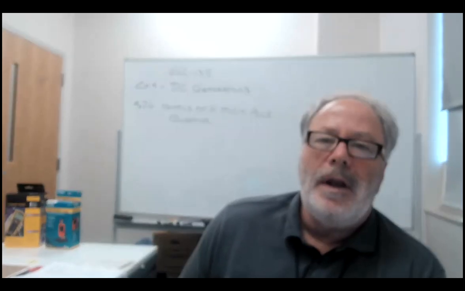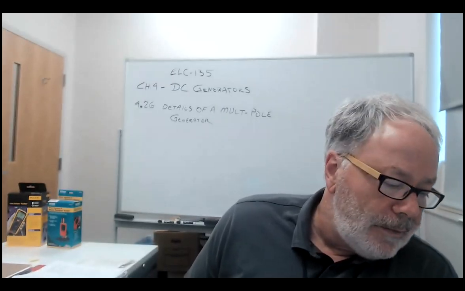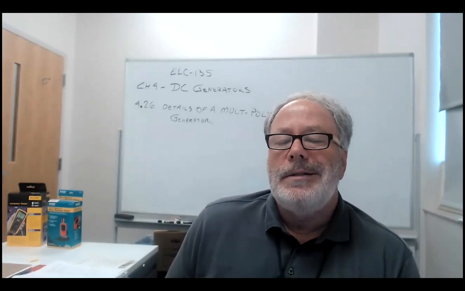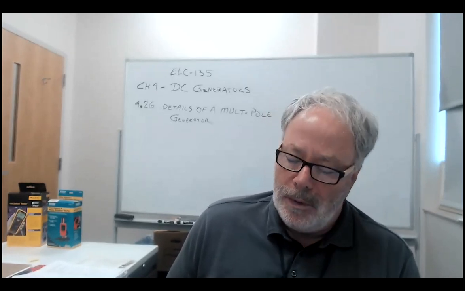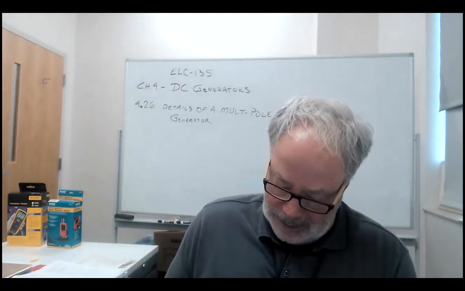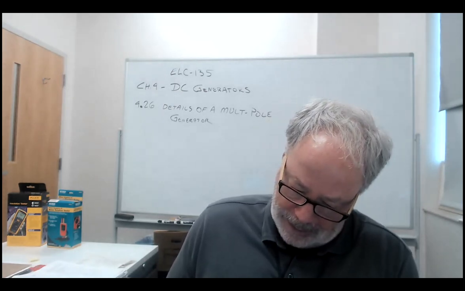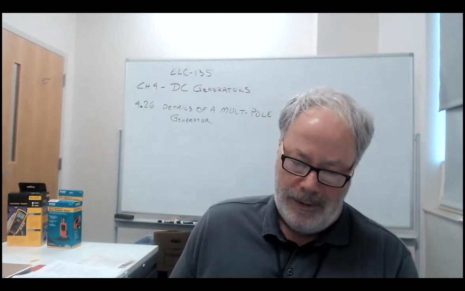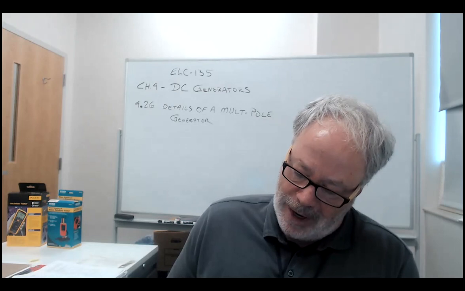Okay, probably the last section we'll do in chapter 4 is 4.26, details of a multi-pole generator. It's not that the other two sections aren't important. It's, I guess, one of those things where there are other things that are probably more important. So we'll wrap this chapter up with completion of this section.